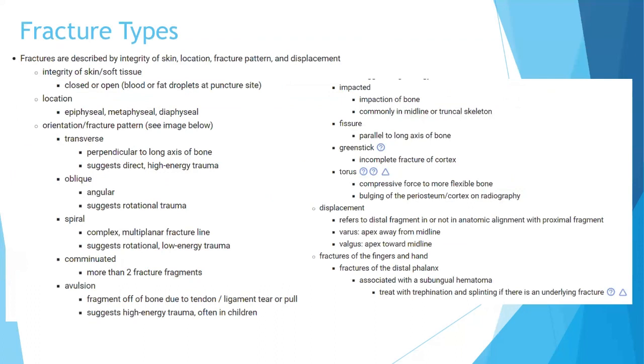Now let's talk about the different fracture types. Fractures are described by integrity of the skin, location, fracture pattern, and displacement. The integrity of the skin or soft tissue may be divided into closed or open fractures.